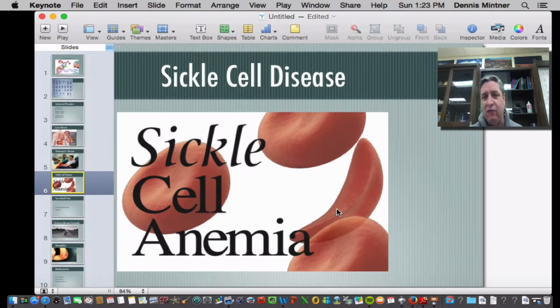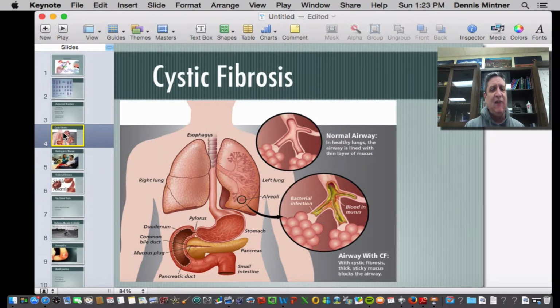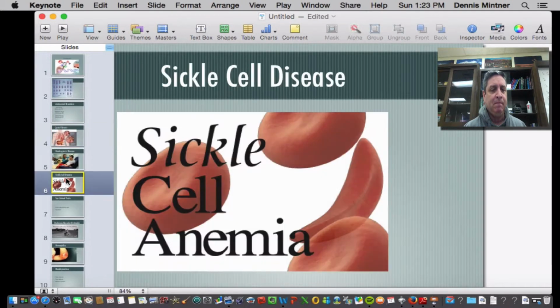But it causes other things. You're more likely to have strokes. You're more likely to have a number of problems if you have sickle cell disease. Whereas Huntington's disease and cystic fibrosis normally affect people of European descent, sickle cell usually affects people of African descent.